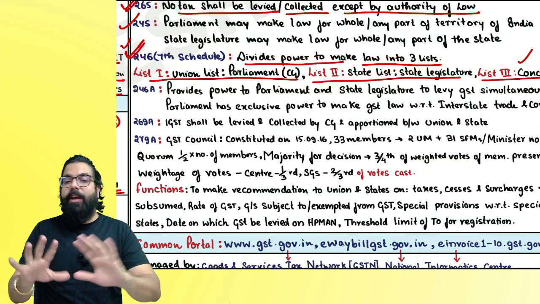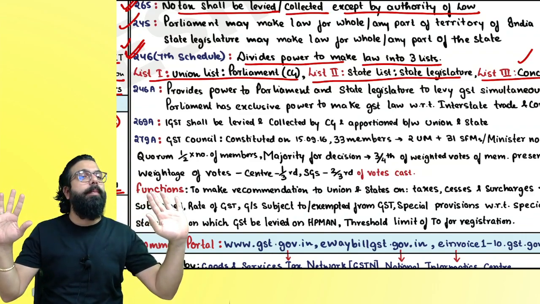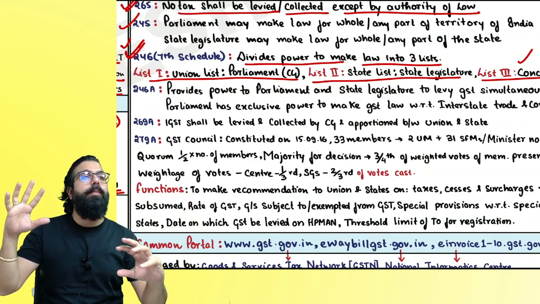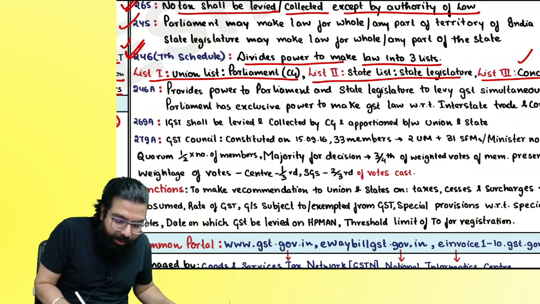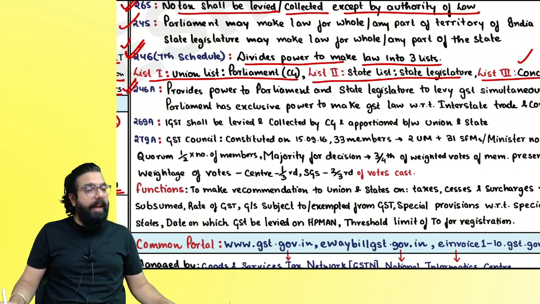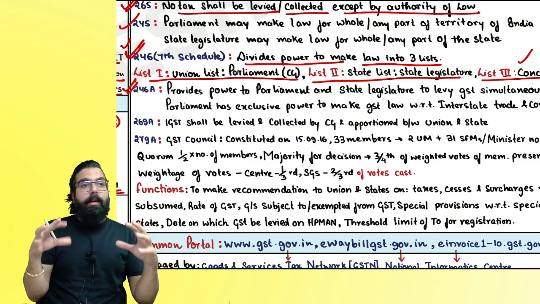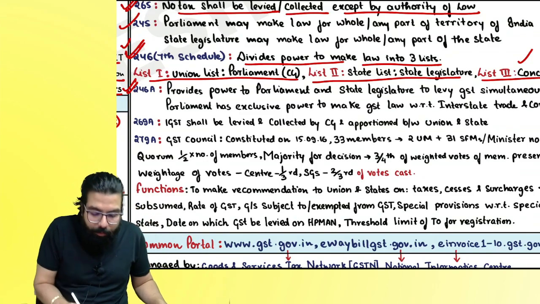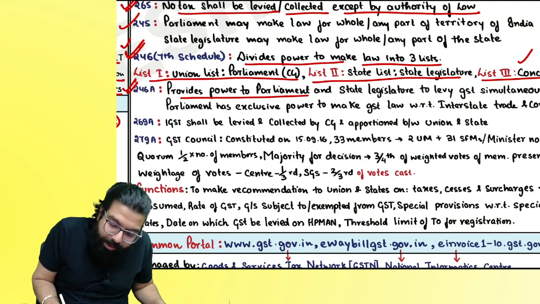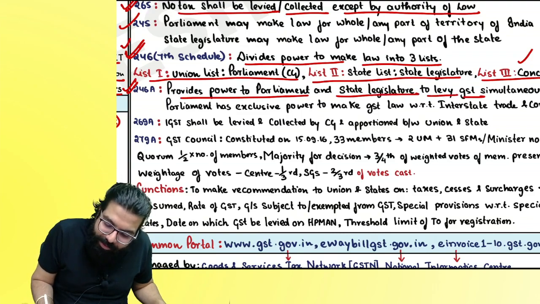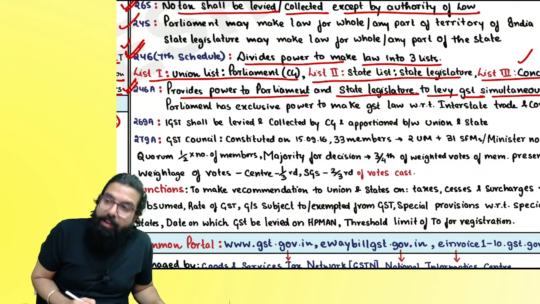law made by Parliament will always prevail. Hence they told us they don't want the central government to be supreme or the state government to be junior, and so they introduced Article 246A, which provided joint power to both governments: power to Parliament and the state legislature to make GST law simultaneously.